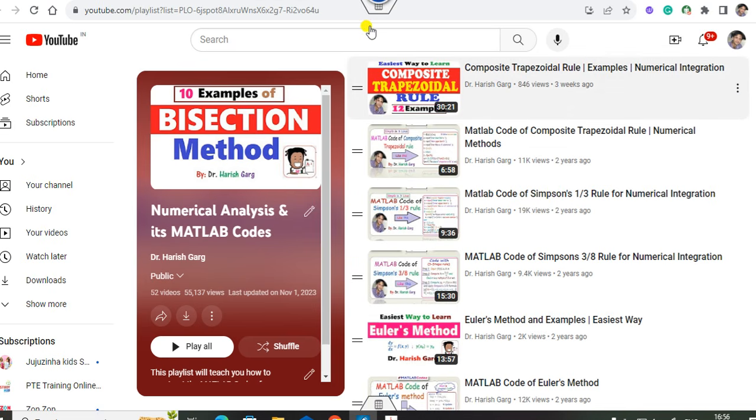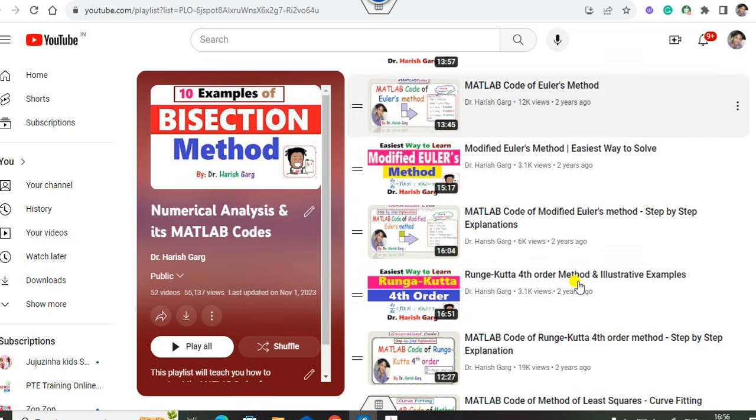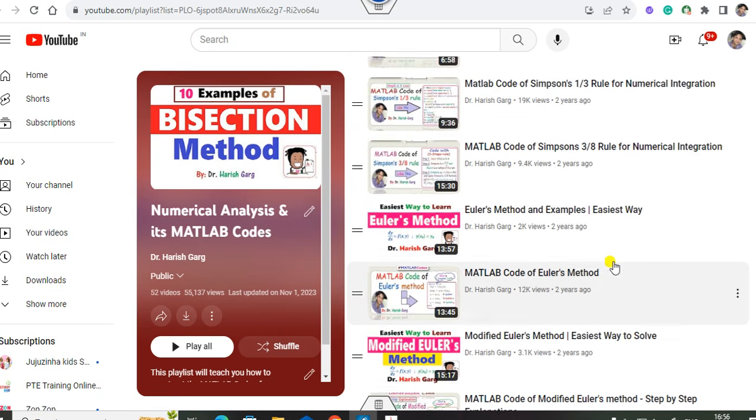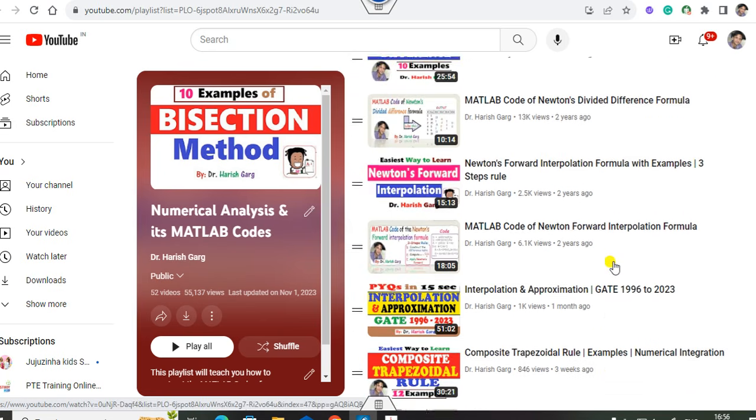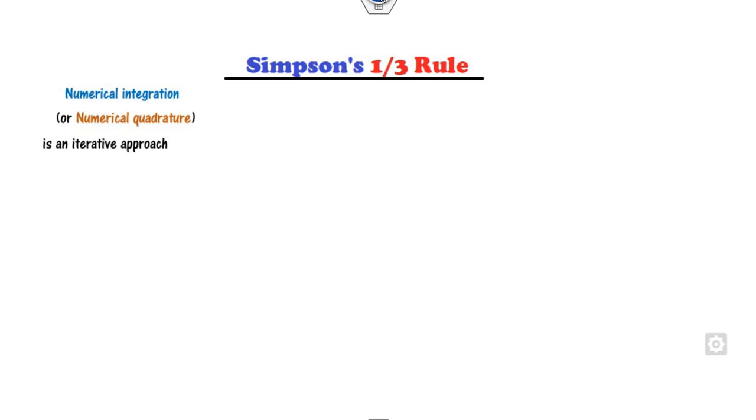The last lecture was on the composite trapezoidal rule. Also, you can see the other lectures like Euler method, MATLAB code, modified Euler, Runge-Kutta, all are part of your syllabus. And you can see the Newton forward, Newton divided, Lagrange interpolation is part of your curriculum. Let's start with this video.